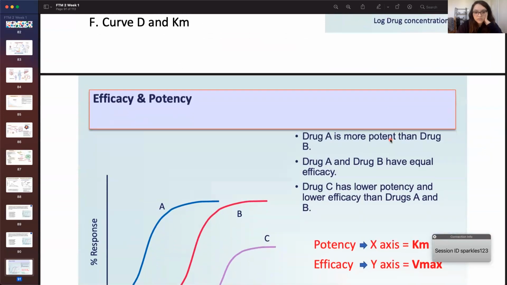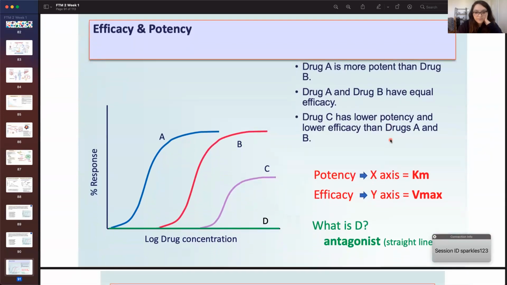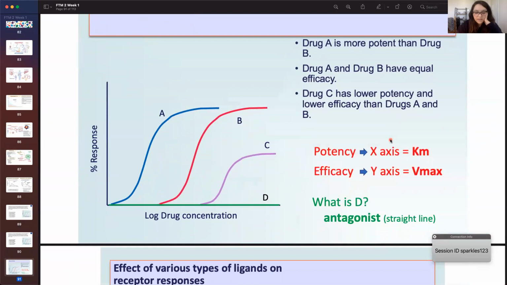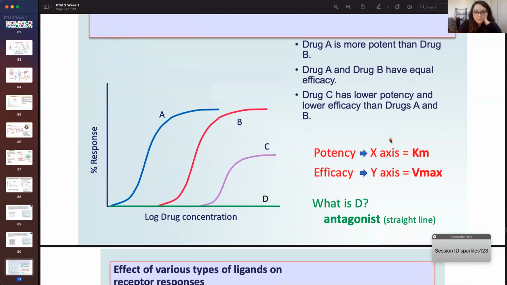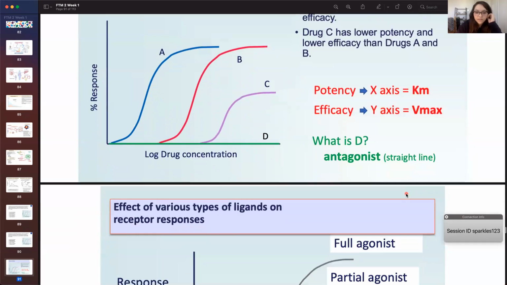Let's move to the next one. Okay, and here we go. So if we are moving on your y-axis, you're talking about the Vmax. That's the maximum amount of that drug that is going to be bound and acting at any given point. The Km is going to give you more of an accurate representation of the affinity that your receptors will have to that drug. Next one.